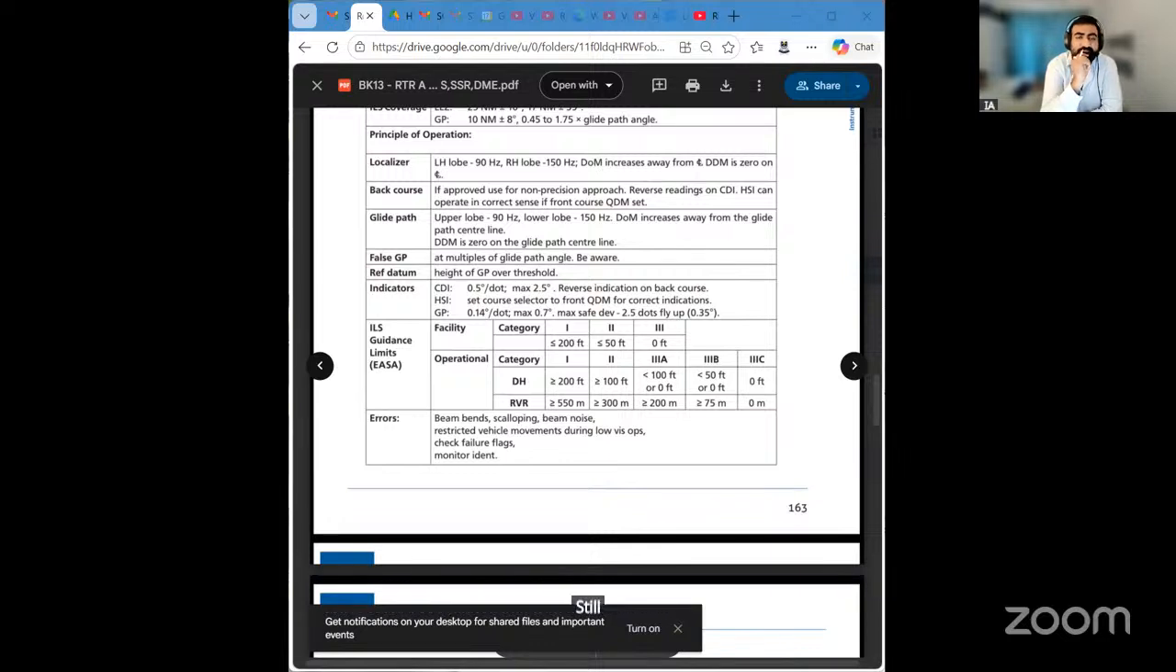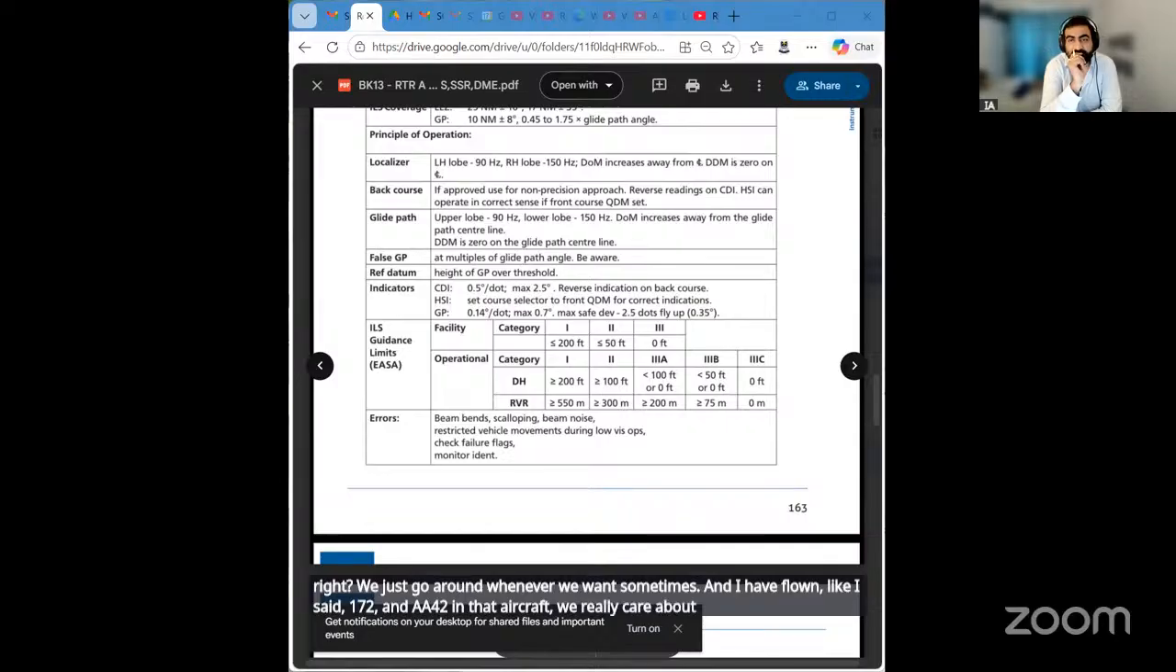Sir, still, in Cessna, sorry, we don't really have decision height. We just go around whenever we want sometimes. And I have flown, like I said, 172 and DA-42. In that aircraft, we really care about decision height. Very good. To be honest, we actually had to make our own ILS plate and approach. So the instructor had told us to keep a decision height of 100 feet, 150 feet.